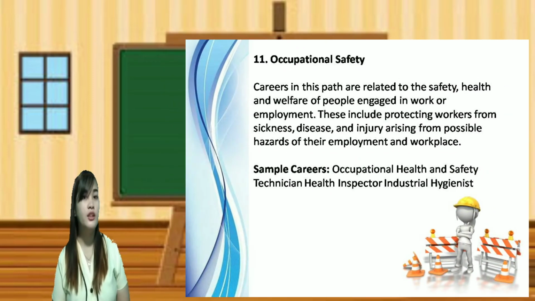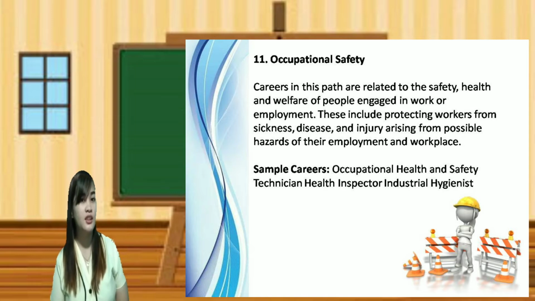Next, number 11, occupational safety. Careers in this path are related to the safety, health, and welfare of people engaged in work or employment. These include protecting workers from sickness, disease, and injury arising from possible hazards of their employment and workplace. Sample careers: occupational health and safety, technician, health inspector, industrial hygienist.